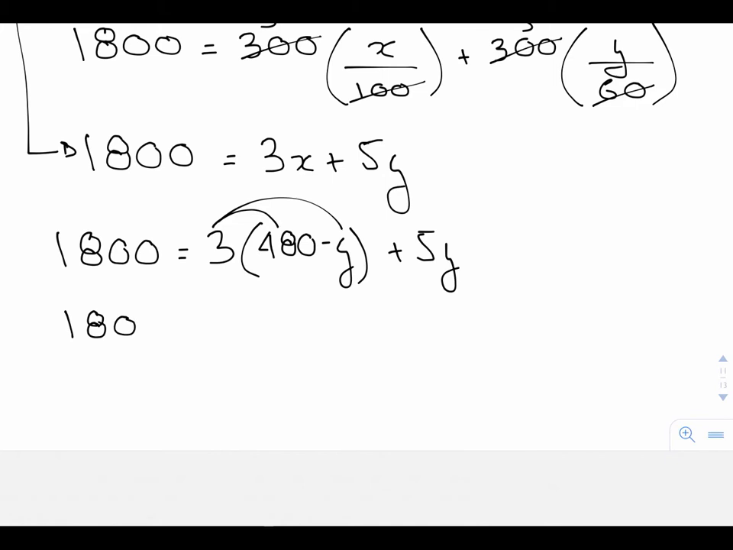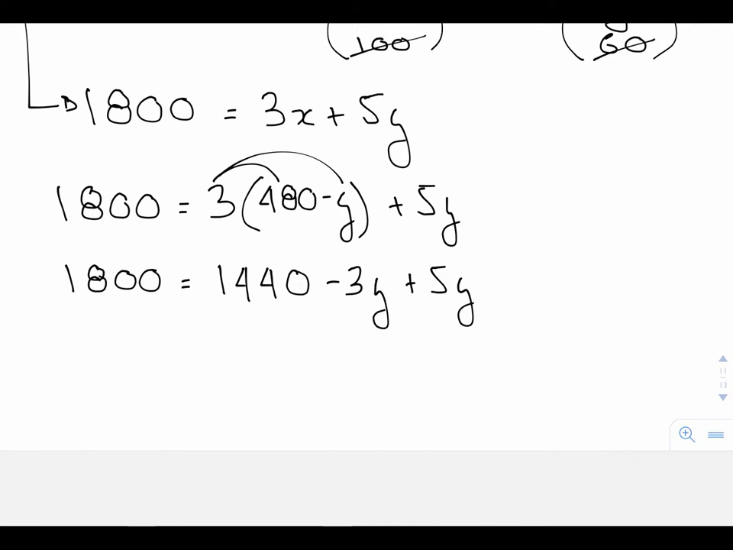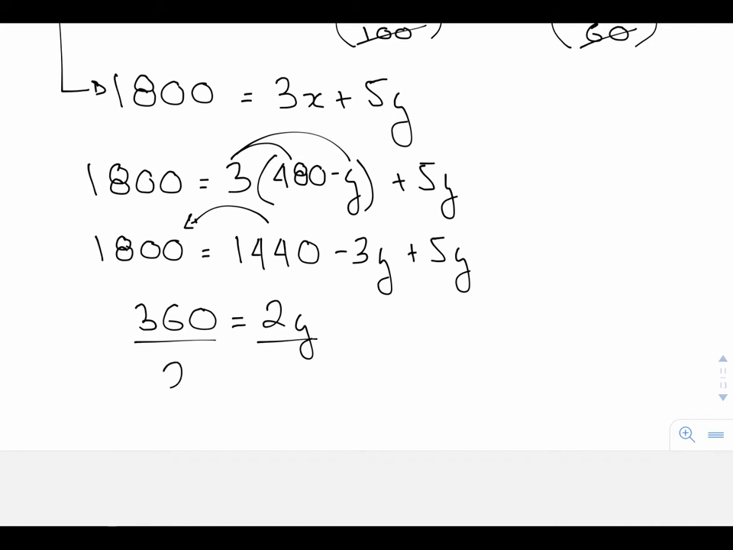Well, I still have that 1800. 480 times 3, that'll give me 1440, minus 3y plus 5y. And let's do the math here. Let's bring this over to the other side, and that gives me 360, and 2y. Divide by 2, divide by 2, and my y value is 180.